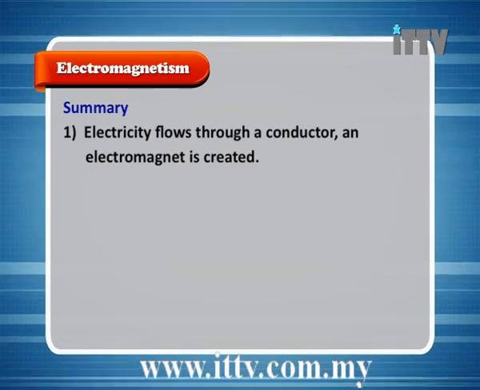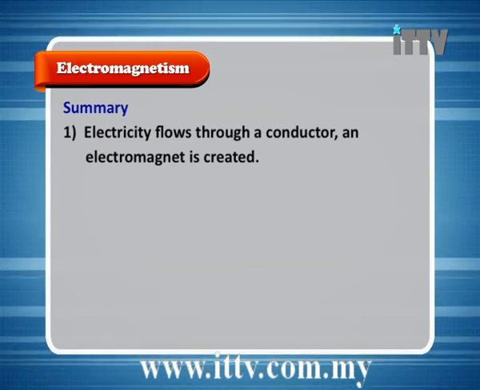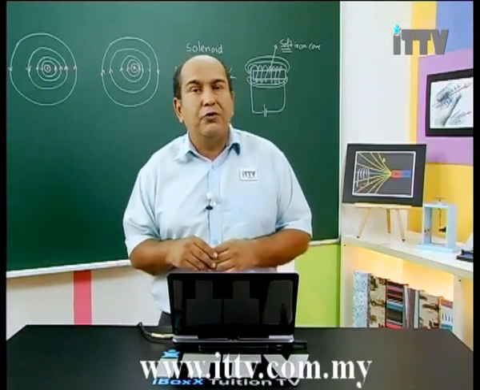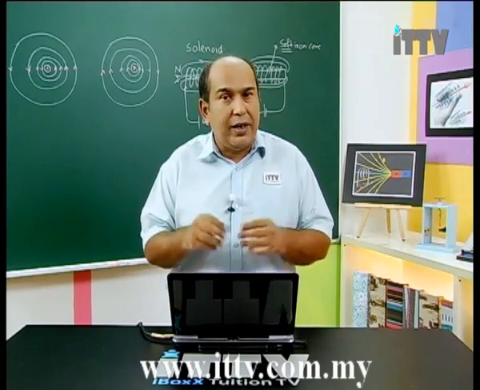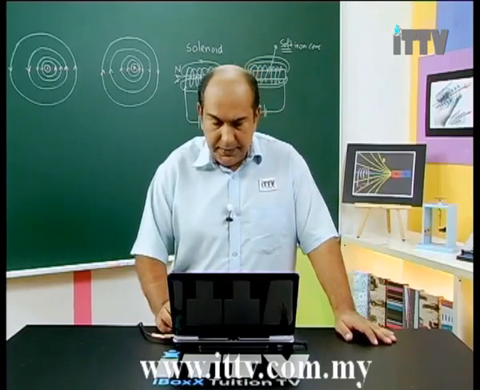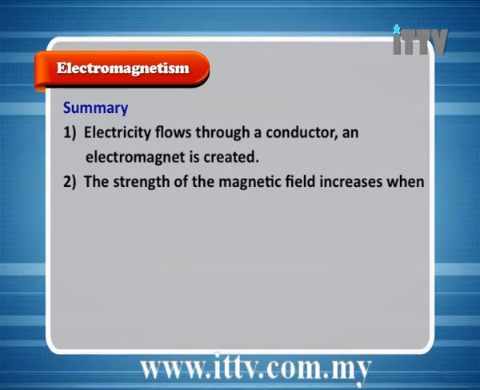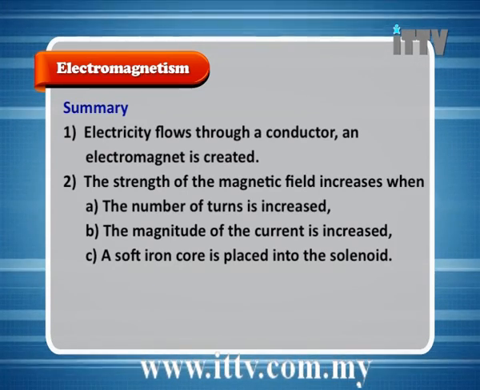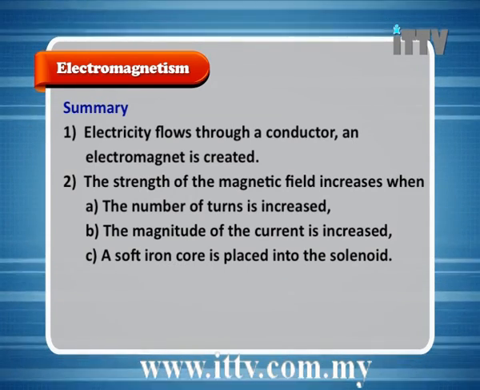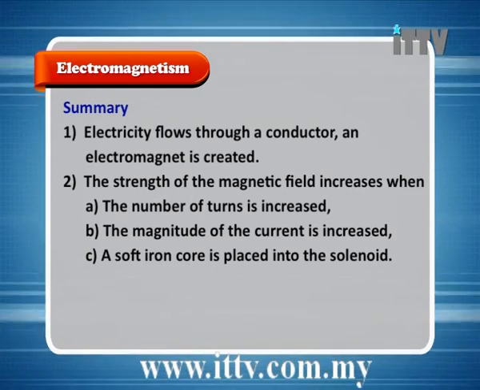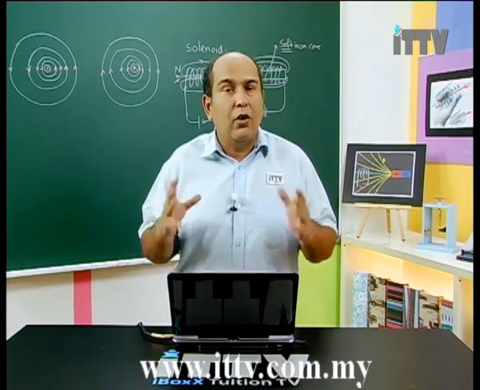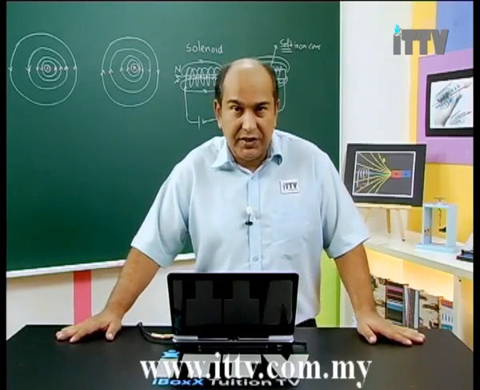Summary: electricity flows through a conductor and an electromagnet is created. Please make sure you know how to draw the fields around a straight wire, a loop of wire, and a solenoid. The strength of the magnetic field increases when the number of turns is increased, the magnitude of the current is increased, and a soft iron core is placed into the solenoid. Make sure you remember these factors because they are the common thing that they ask in examinations.